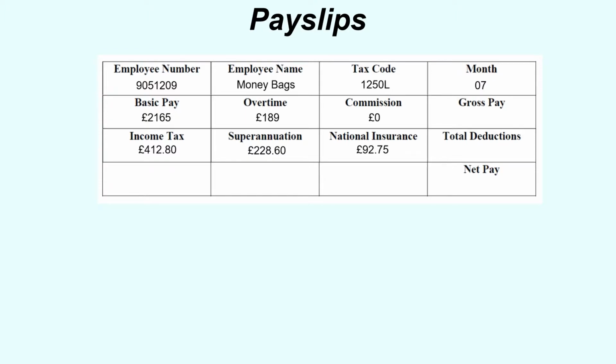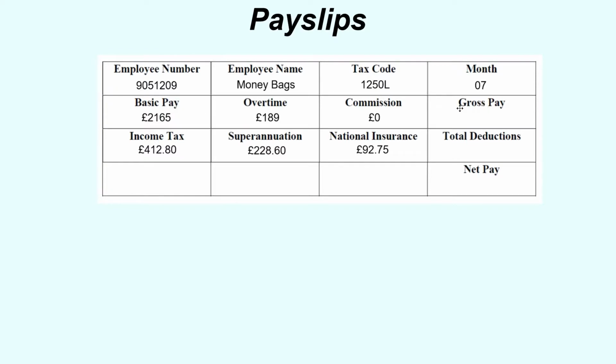Today we're going to be looking at payslips and some more stuff to do with money and finance. What we've got here is one example of what a payslip could look like. There are lots and lots of variations in real life payslips, but they also contain the same kind of information. In the top line we've got the employee number, which is just an identifier for the person. Every employee's number will be different. Their name, in this case Moneybags, the tax code, and the month of the year.